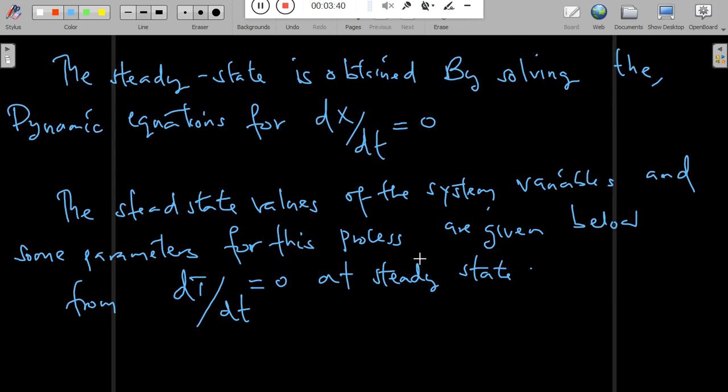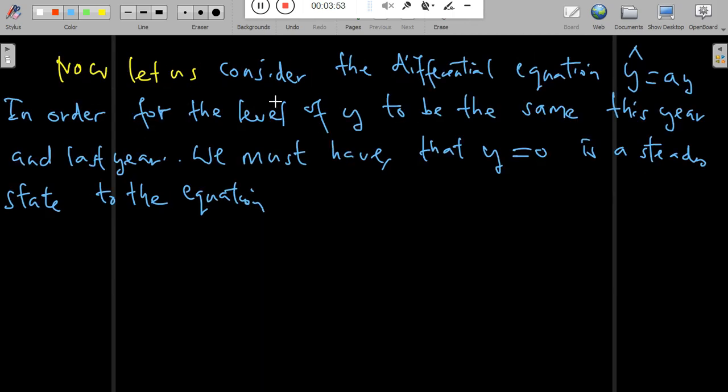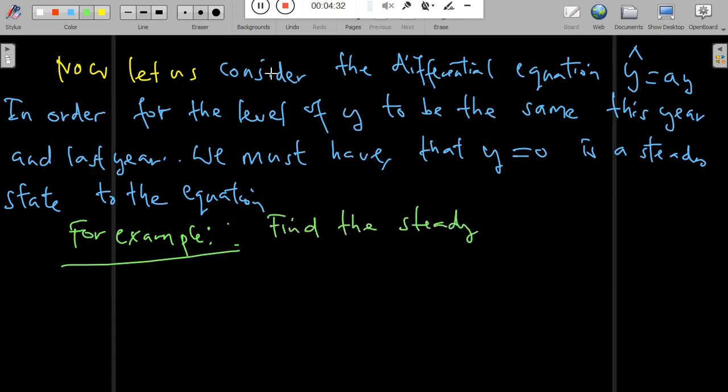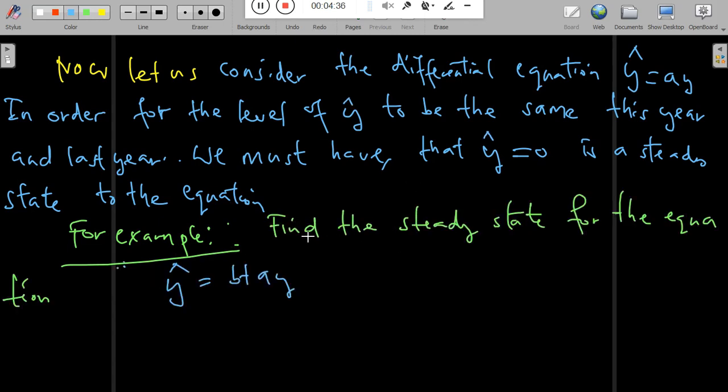It will be better if we go further and look at some different examples so it can be easier for us to capture the concept. Let's consider a differential equation y estimated is equal to ay. In order for the level of y to be the same this year and last year, we must have y estimated equal to 0. So we set y estimated equal to 0 so we can obtain the steady state level.